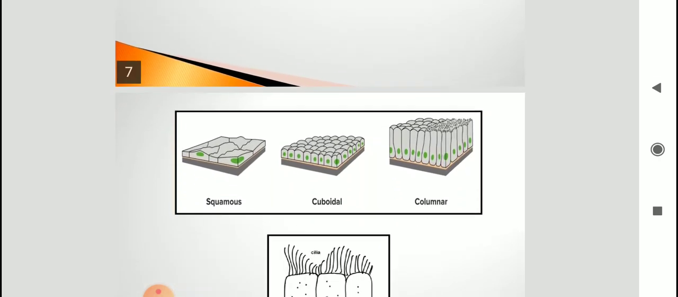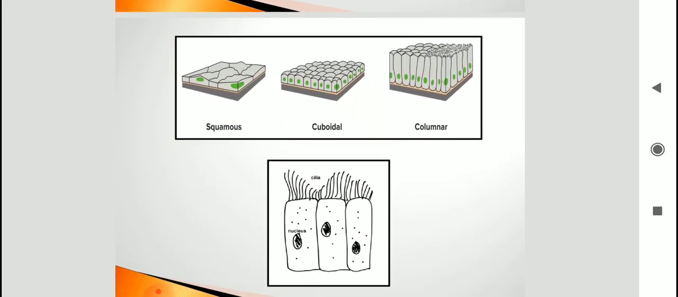Now you will see the shapes. Flat, wide cells are the squamous epithelial cells. Cuboidal cells are cube-like, as wide as tall, with a centrally placed nucleus. Columnar cells are very tall, with the nucleus at the base. And the fourth diagram is of ciliated epithelium. The cells are columnar only. The only difference is that at the top they have thread-like structures called cilia. So these are the four types of epithelial cells.